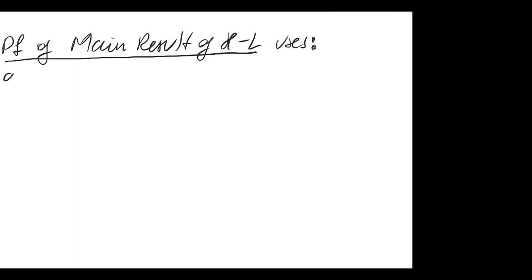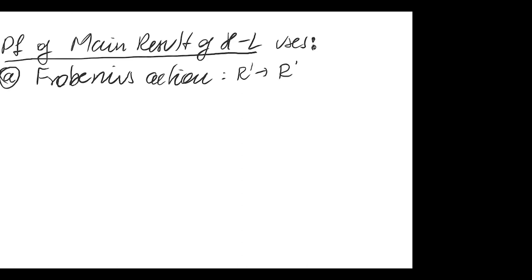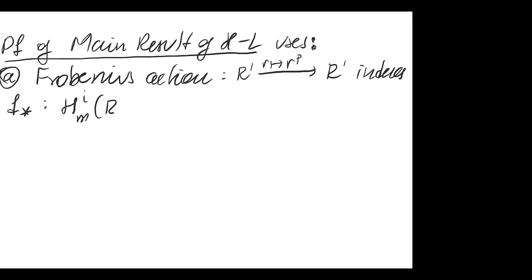Number one, the Frobenius action on local cohomology. So R prime to R prime, and the map sends every element to its pth power and induces an action F star on local cohomology modules. This is called the Frobenius action on local cohomology, right? And this exists only in characteristic p. In characteristic zero, it's unavailable. And secondly, the local duality.